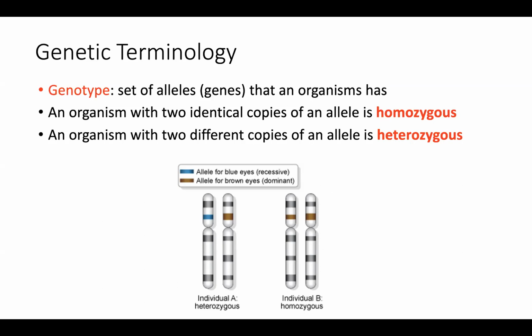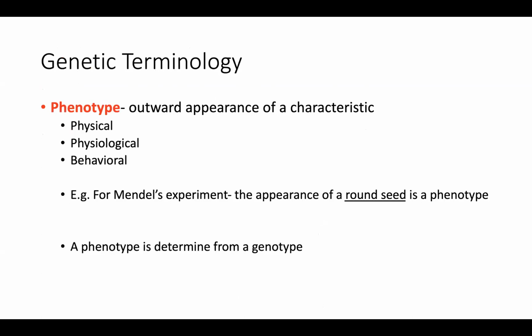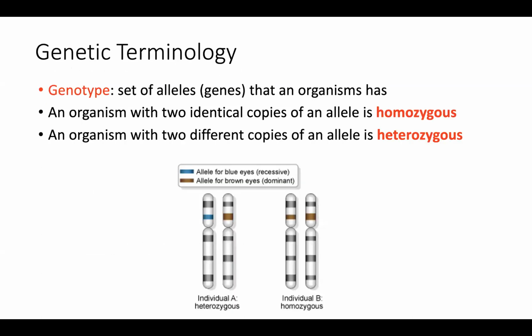So you can have a heterozygous pair of alleles where the possibility of you having one trait or the other is dependent upon which allele is the dominant form of that trait. So that's the genotype. The genotype is the set of genes that you have in your body.